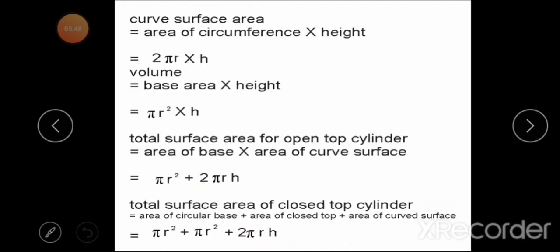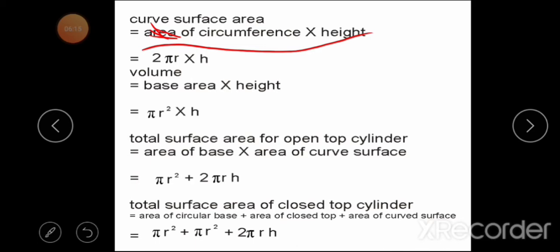The curved surface area of a cylinder is the circumference of the base times the height. The circumference of a circle is 2 pi r, so the curved surface area is 2 pi r times the height of the cylinder. Let me repeat myself.